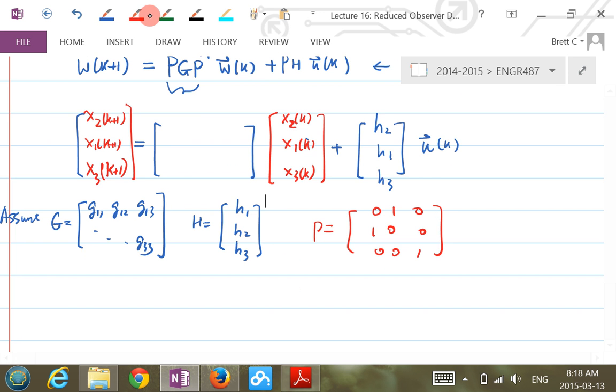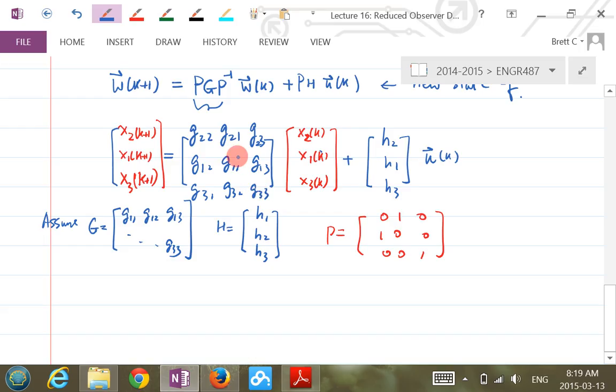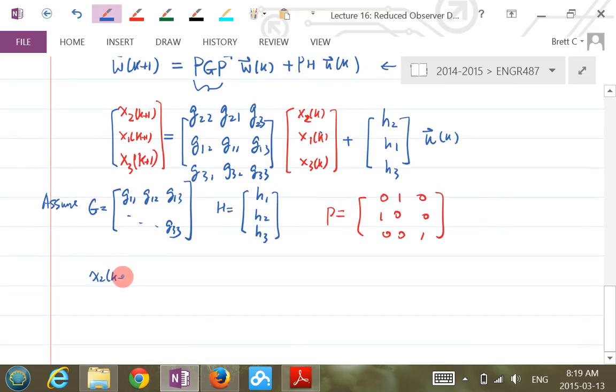So what you're going to end up with is G22, G21, G23, and G12, G11, and G13 here. It's G31, G32, and G33. Okay? Yeah. So let's pick one row right here to test it, to see if that's going to be the right one. Let's pick the first row here. So what does the first row give us? X2 of K+1 equal to G22 times X2 plus G21 times X1 plus G23 times X3, right?